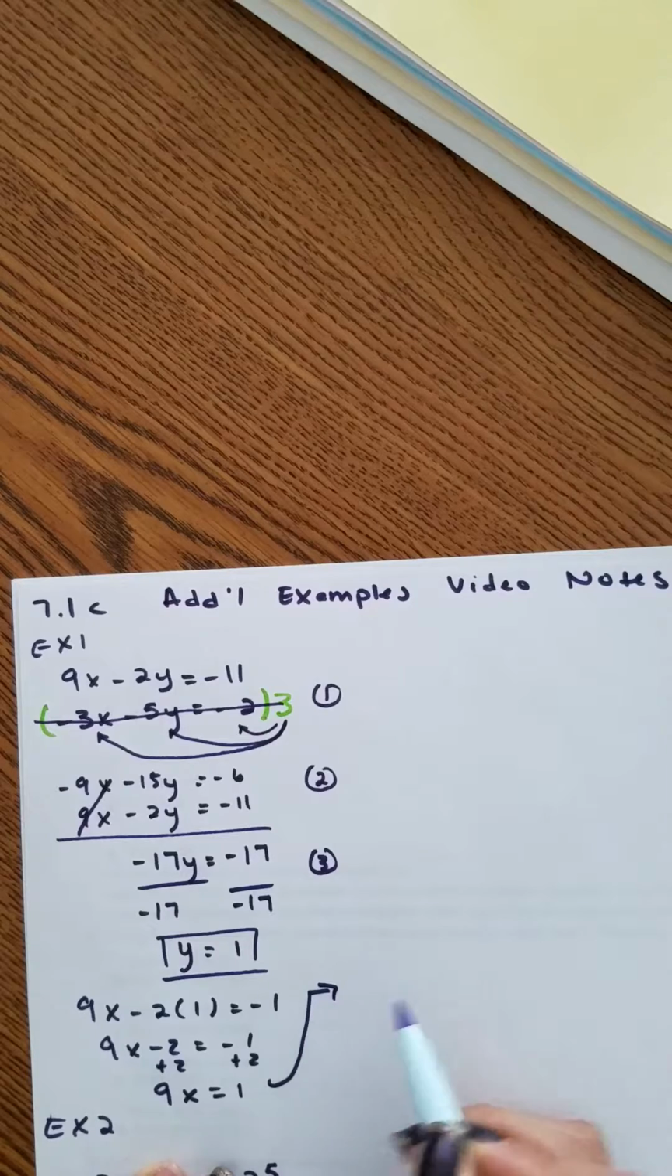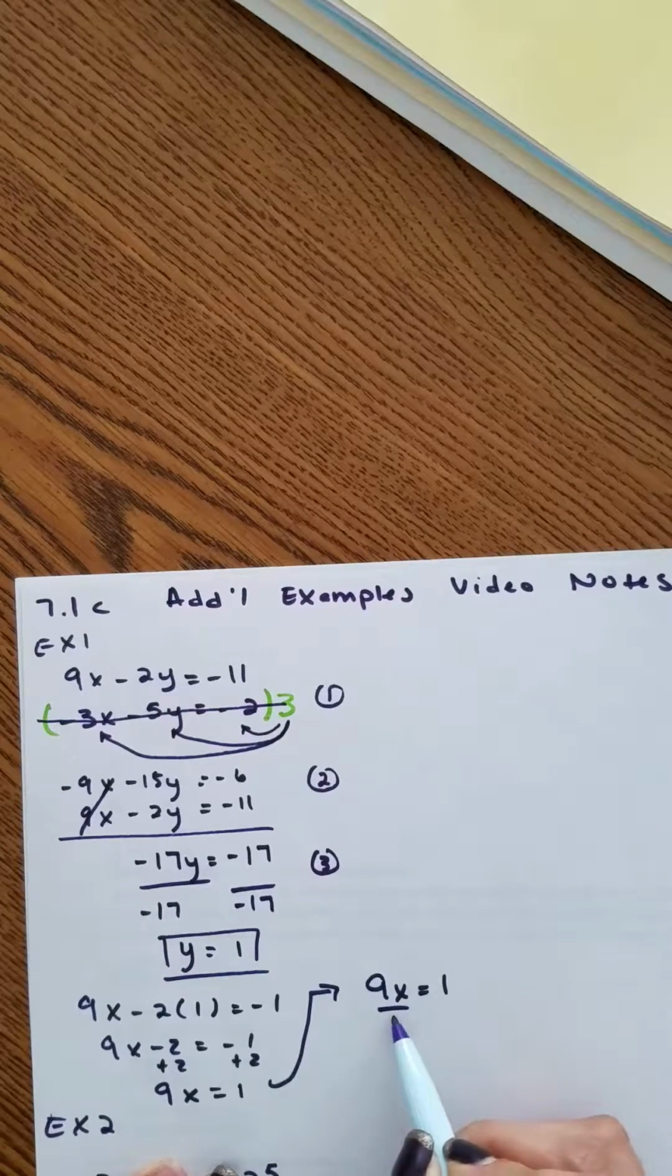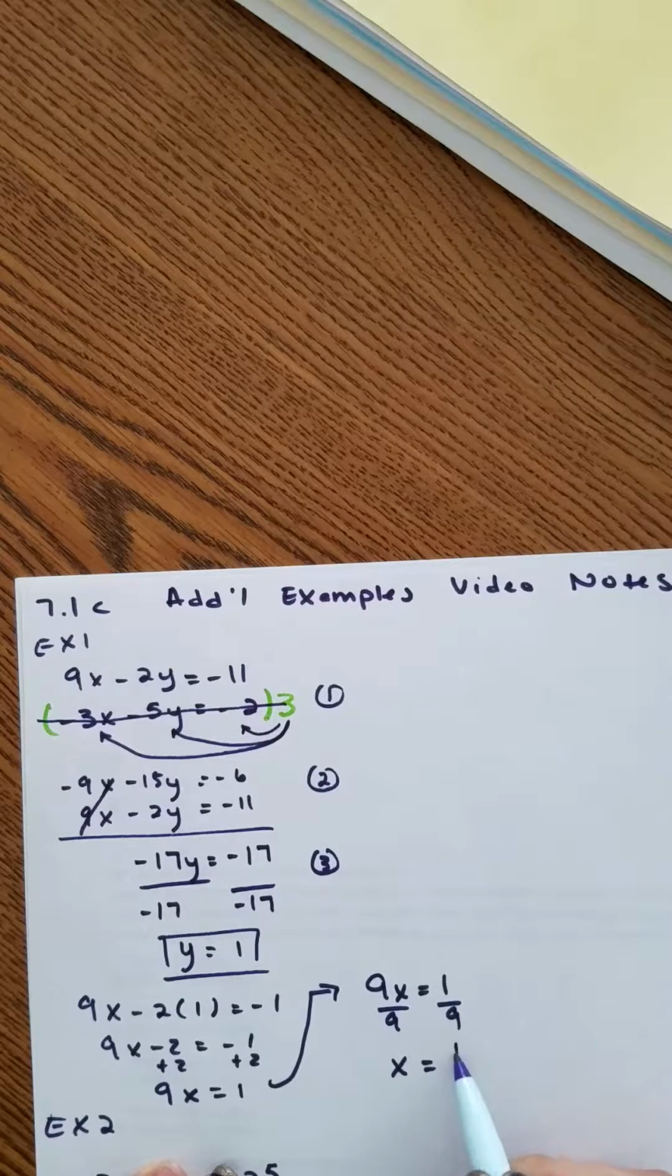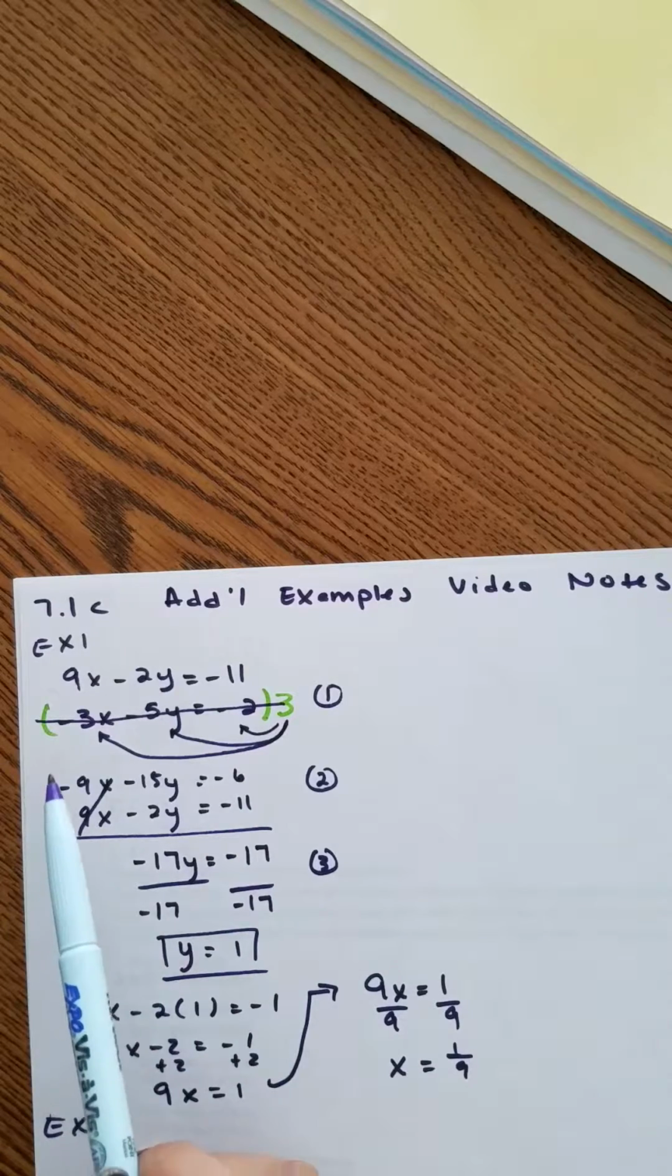9x is equal to 1. Divided by 9 on each side, and I'm pretty sure I did something wrong here. Let's see. So x is equal to 1 over 9. Now you might get fractions, but I shouldn't. So let's see. Let's check our work.